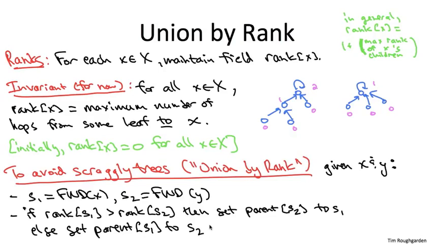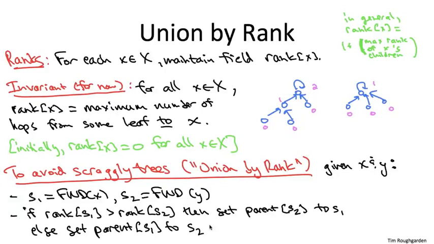There still remains the case where the two roots have equal rank, that is, where the two trees that we're fusing have exactly the same maximum path length, and in that case we just arbitrarily choose one of them. So in the pseudocode I've written here, I've arbitrarily chosen Y's root to be the one that remains the root. X's root, S1, is going to be installed as a child of S2.